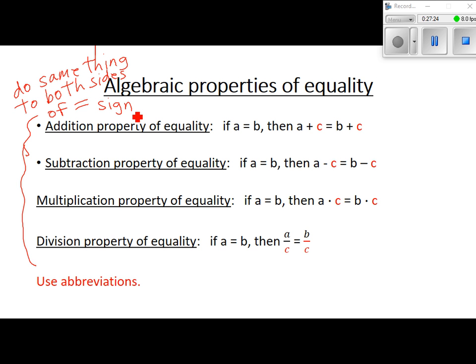So here, I added what to both sides? C. Here I did what? Minus C on both sides. Here I multiplied both sides by C, and here I divided both sides by C. Use the abbreviations to make it easier on you. Might want to circle this and put do not abbreviate. Pretty bad that Ebersole uses an abbreviation to tell you not to abbreviate, right? Sort of ironic.